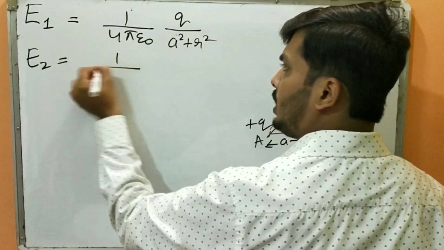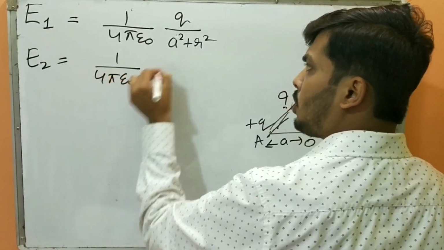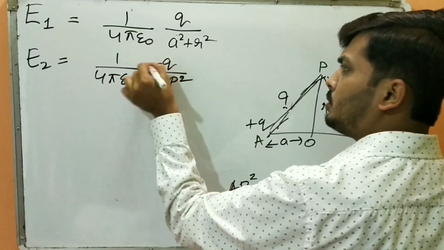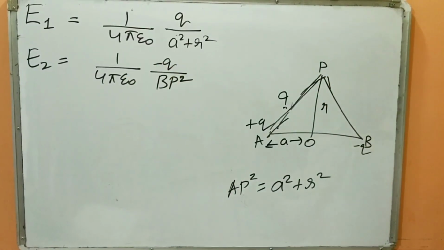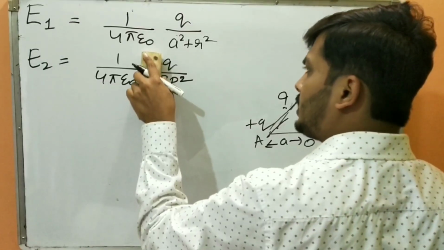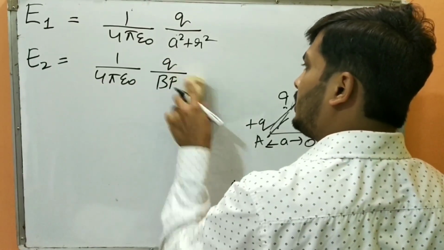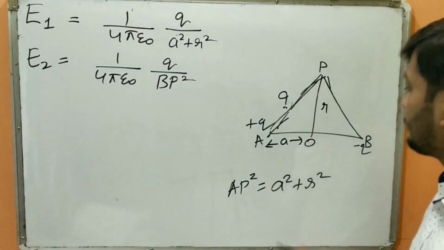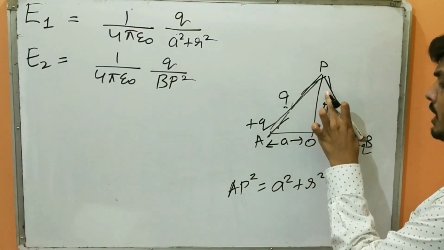E2, what do you get? 1 upon 4 pi epsilon naught, q divided by BP square, minus q divided by BP square. Now students, look here, we'll just take the magnitude of the charge, we'll not take the nature of the charge. I'll tell you the reason for this. Now this distance is again BP square.